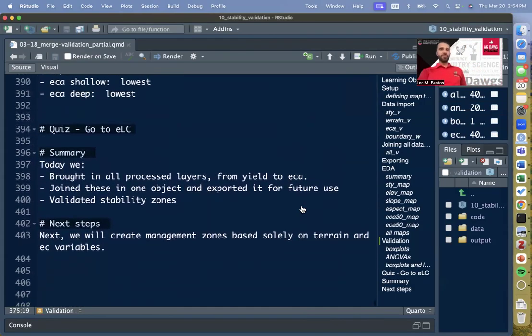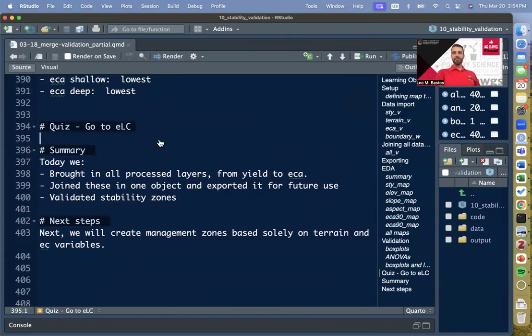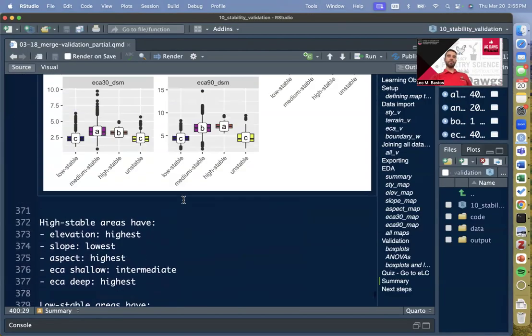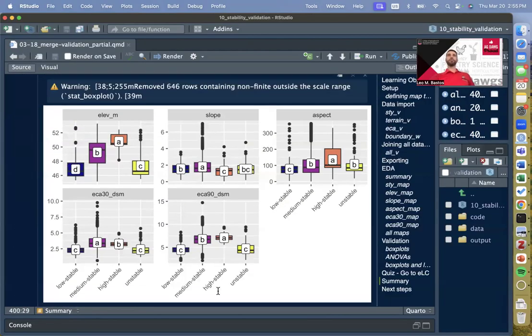Okay, so with that, we pretty much wrap up this exercise. Just as a reminder, we brought all those process layers of yield stability, terrain variables, and soil electric conductivity variables into the same script. We joined all of them in one object and then exported that object to file as a single GeoJSON file. And then we validated the stability zones, right? So we were able to perhaps have some intelligence around what are the main factors differentiating these different yield zones.